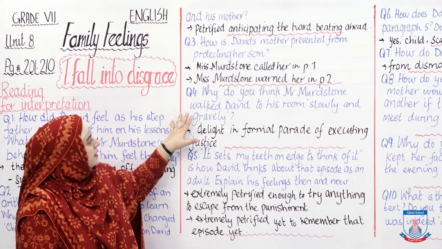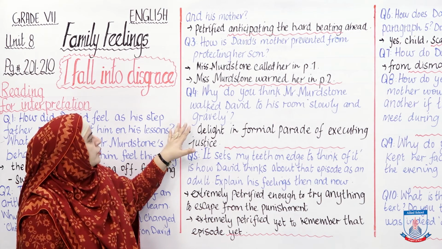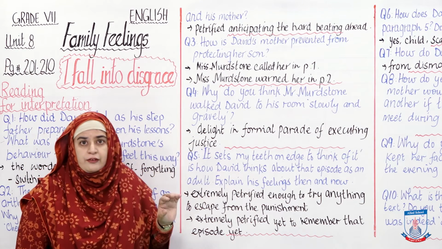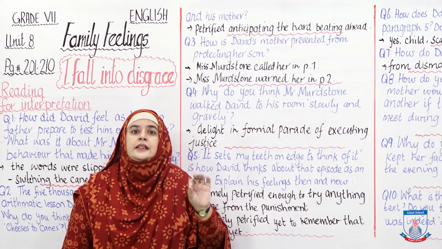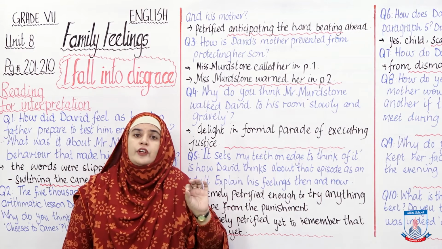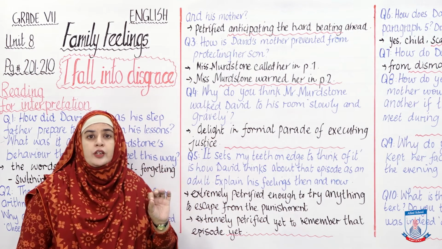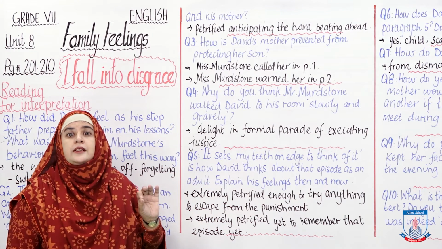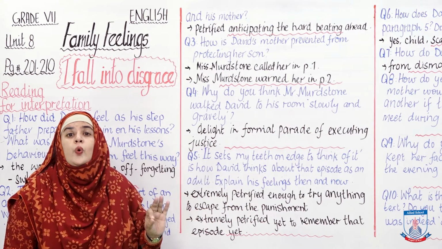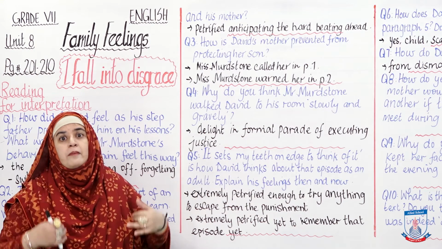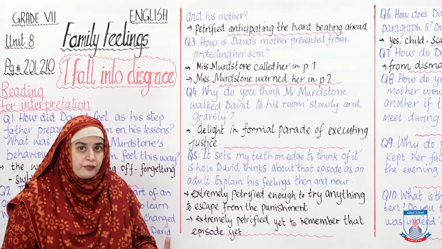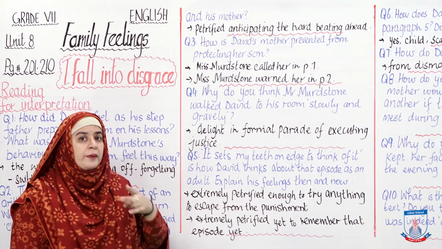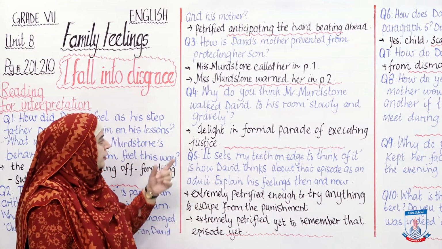Why do you think Mr. Murdstone walked David to his room slowly and gravely? अब ये पैराग्राफ में बहुत elaborately described किया है. वो ये कह रहे हैं as in the point of view of David, Mr. Murdstone enjoyed the upcoming beating, the upcoming punishment he was about to give. ठीक है, helping words पढ़ते हैं और फिर मैं आपको complete phrased out answer देती हूँ.